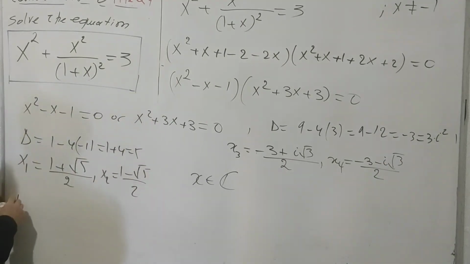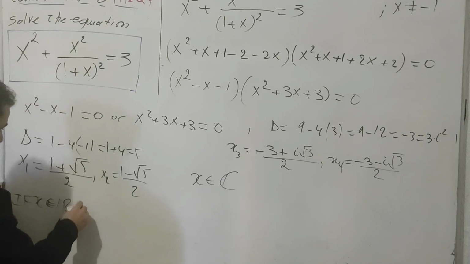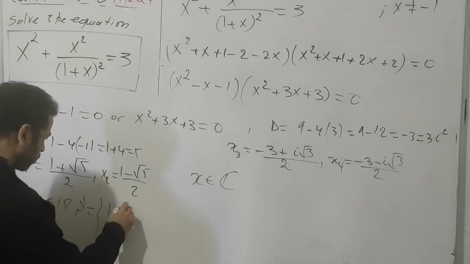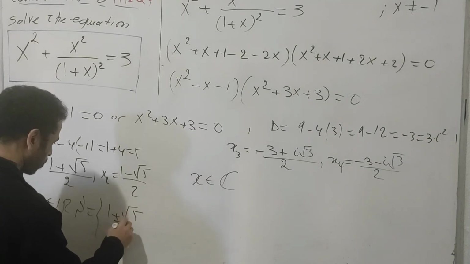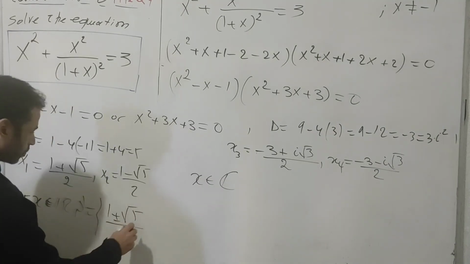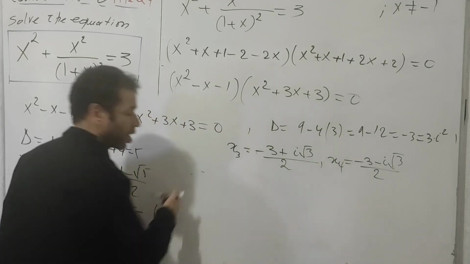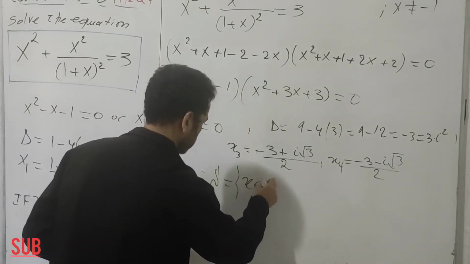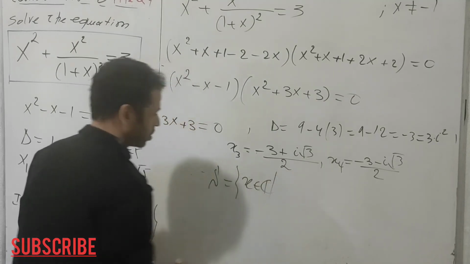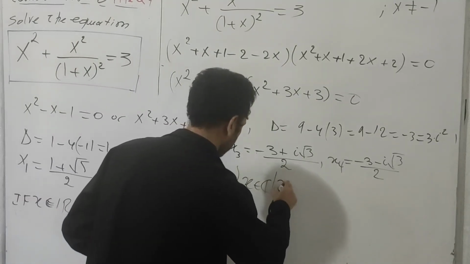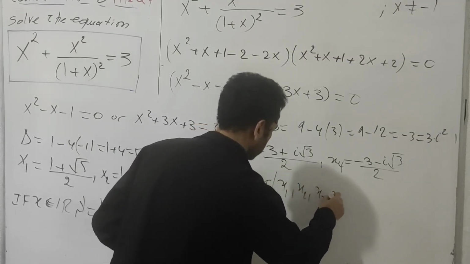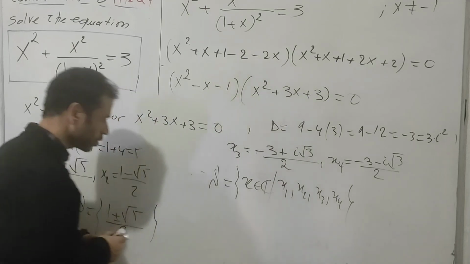Okay, if x is a real number, we have 2 solutions: x equals 1 plus or minus square root of 5 over 2. If x is a complex number, that means we will have as a solution x from the set C. I will have x1 and x2 and x3 and x4. Okay, I have done with this problem.